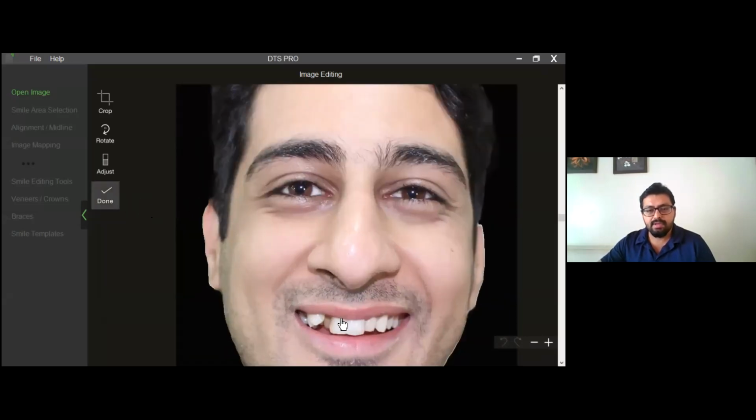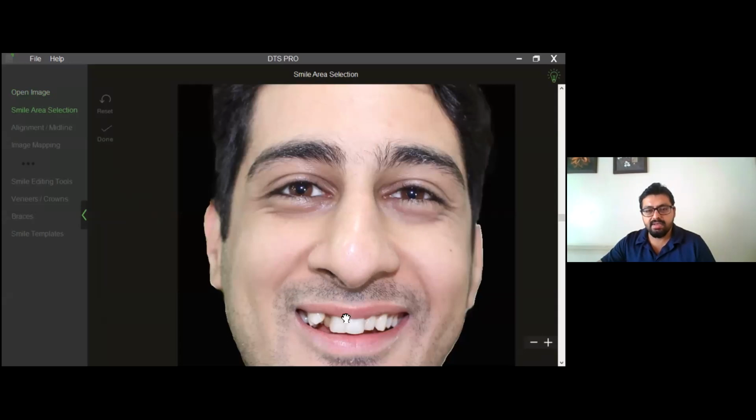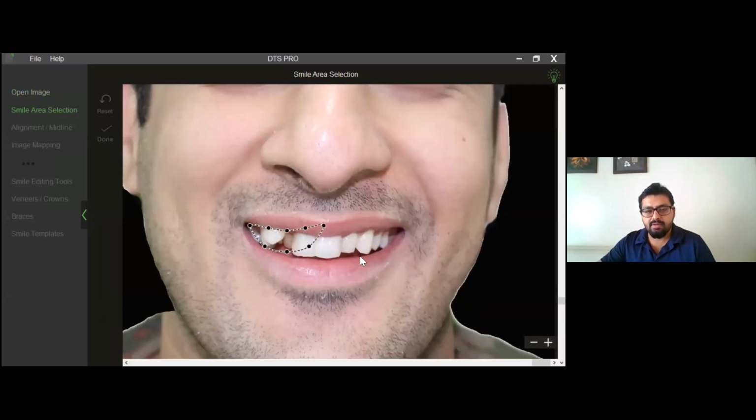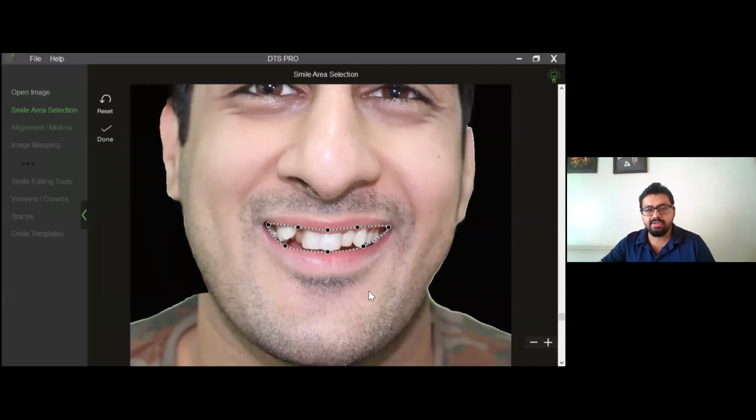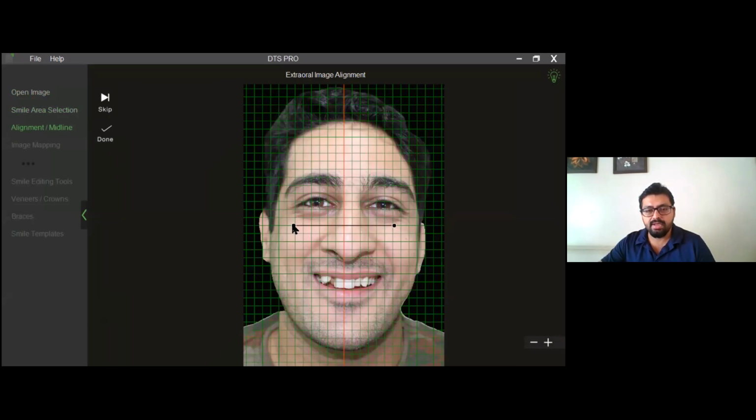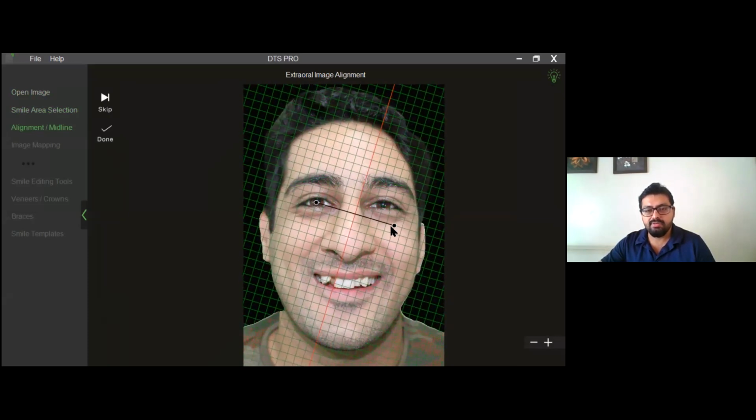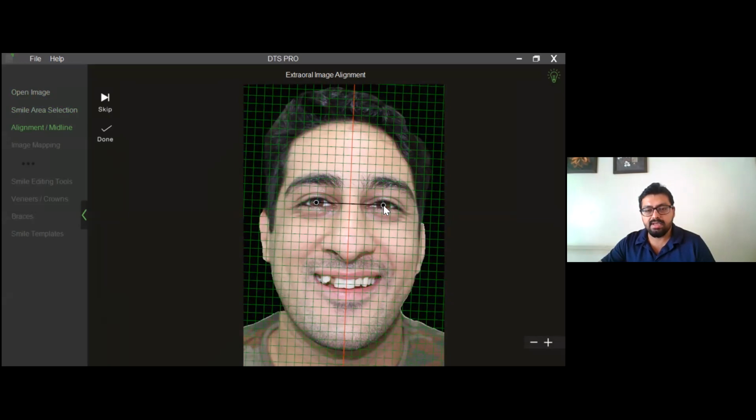Right, so here is a patient. As you can see, there is crowding in the first quadrant and the other quadrant is more or less fine. So I can just use my simulation tools to simulate crowding correction. What I'm doing is selecting the interpupillary line so I know where the patient's midline is.